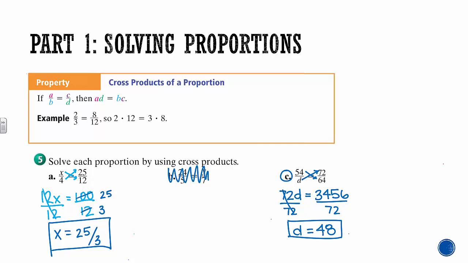And then you can always check these. Plug it back in. Is 54 over 48 the same thing as 72 over 64? If you do 54 divided by 48, I end up with 1.125. And 72 divided by 64 is also 1.125. So because these are equal, I know I have the right answer.